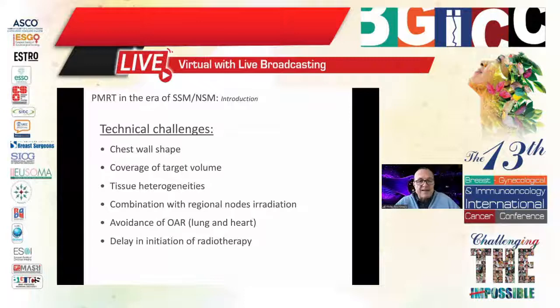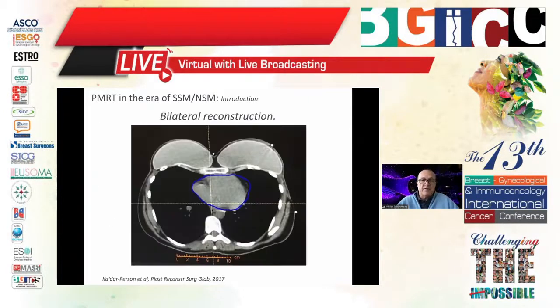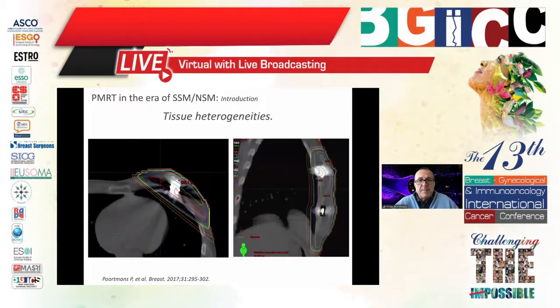Heart and lungs, and there can be a delay in initiation of radiation therapy. This is a nice example. Typically, in the United States, a patient with a high-risk breast cancer underwent a mastectomy with immediate breast reconstruction, and immediately, together with a so-called risk-reducing mastectomy contralaterally with an implant. Now, this is technically speaking impossible to treat properly if this patient needs local regional radiation therapy.